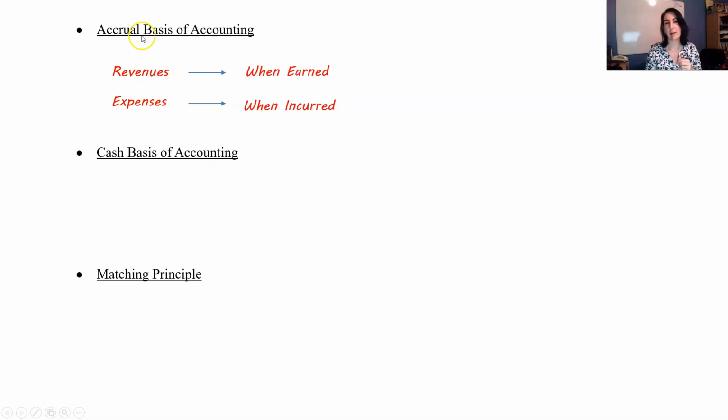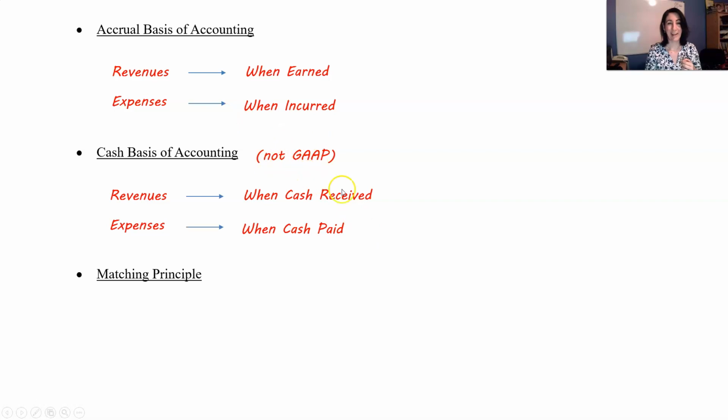The accrual basis of accounting, though, is what we follow in GAAP. Cash basis of accounting might be something that you're more used to hearing about. With cash basis, we take those revenues and expenses, and we record revenues when we receive the cash, and we record expenses when the cash is paid. But this is not GAAP, all right? This is not generally accepted accounting principles. Cash basis of accounting is not the way we prepare financial statements. There you go, not GAAP.